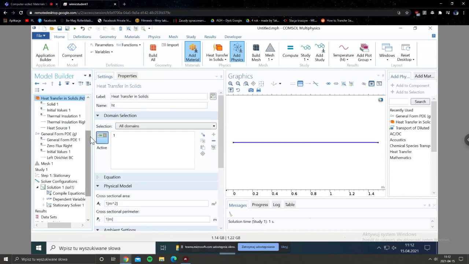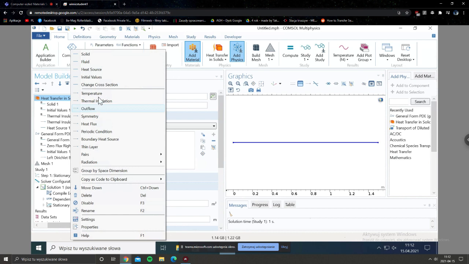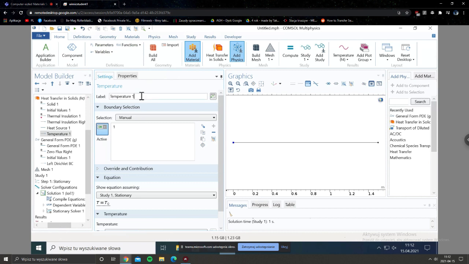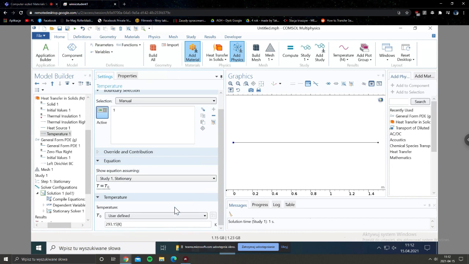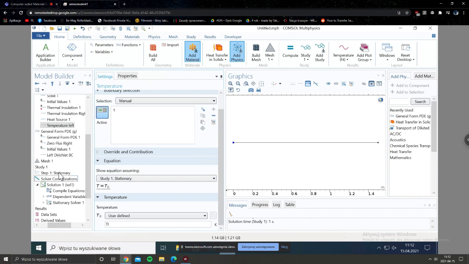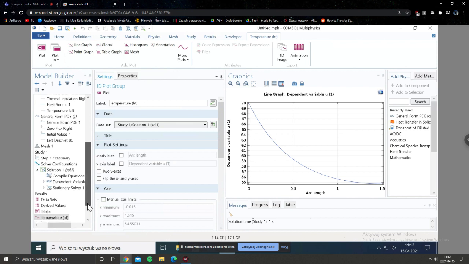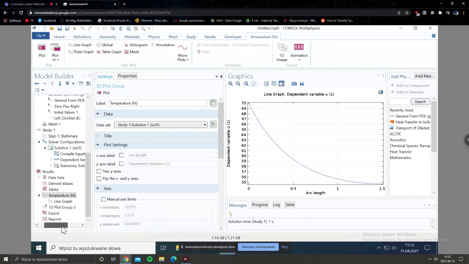Okay, and right-click on heat transfer and choose temperature here. And now choose the left boundary and change label to temperature left. Okay, and write down the temperature here, this T0, that is just TL. Okay, and now let's go back to stationary and compute. All right? Yeah, definitely. All right.